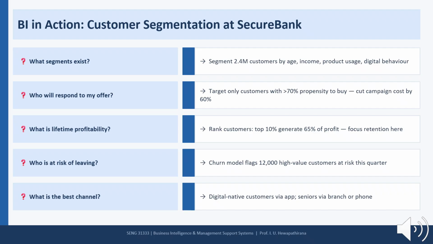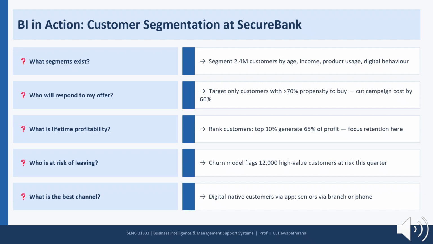The second question is, who will actually respond to my promotional offer? Rather than sending a campaign to every customer, BI builds a propensity to buy model. Only customers with a greater than 70% likelihood of responding receive the offer. This cuts campaign cost by 60% while improving conversion rates.